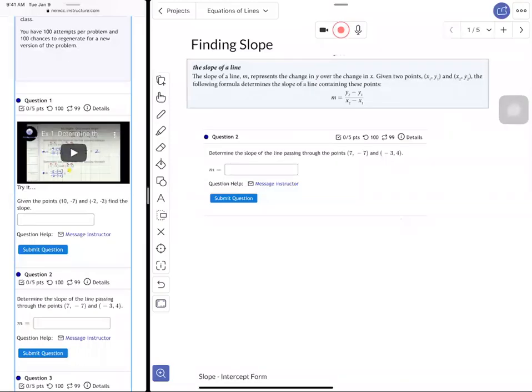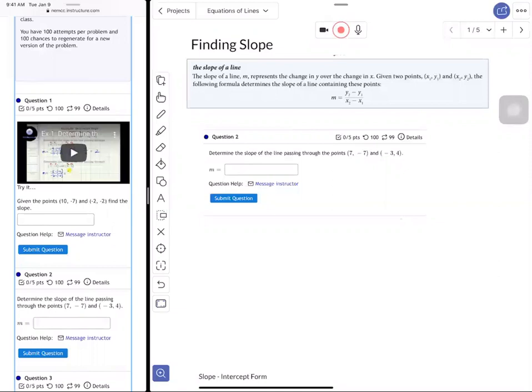Hey guys, this is the lecture video for the equations of lines section. So the first thing that we're going to be talking about is how we find slope. Now we're going to find slope a couple of different ways, but the first way that we're going to work on it is using the slope formula.